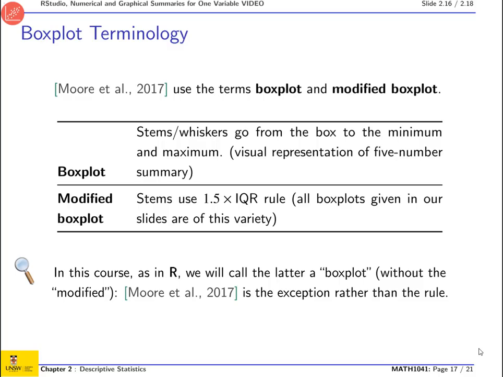Just a word of caution about the boxplot terminology. Maybe you've seen in the past something called boxplot, with the end of the whiskers at the minimum and the maximum. The textbooks call those boxplots, and they call modified boxplots the ones which use the 1.5 interquartile range rule. Well, for us, those are boxplots. So in this course, whenever we mean boxplot, just like R, we will mean that we're using the 1.5 interquartile range rule, and that we want the outliers represented by these little circles.